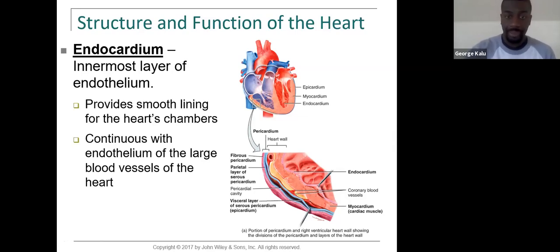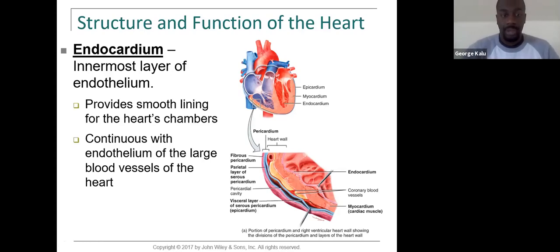So those are the layers of the heart. We've got the pericardium on the outside, holding everything in place. Then we have the epicardium. Deep to that, we have the myocardium, which causes contractions. And then on the inside, inside the chambers, we have the endocardium. The endocardium is continuous with the endothelium of the aorta and the pulmonary trunk.